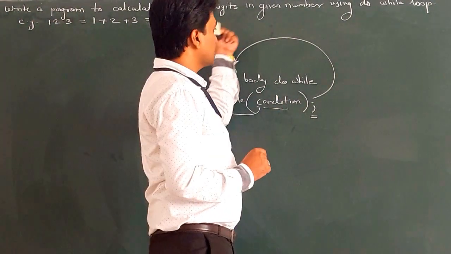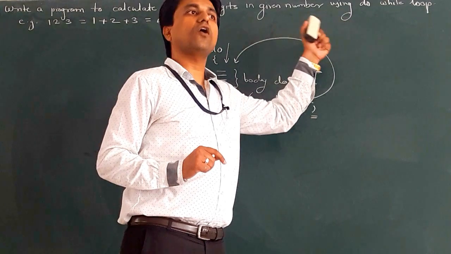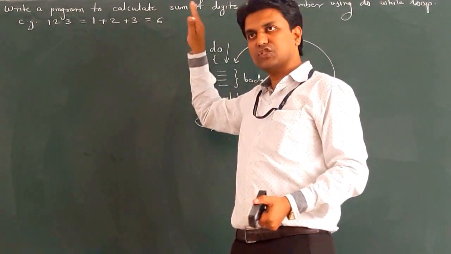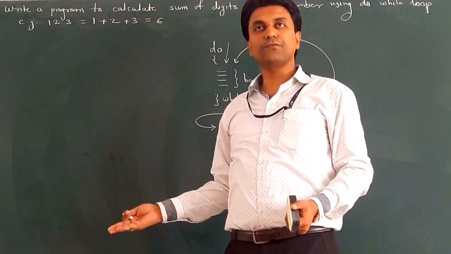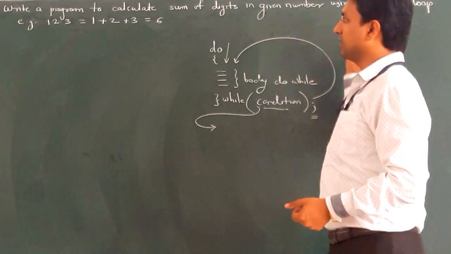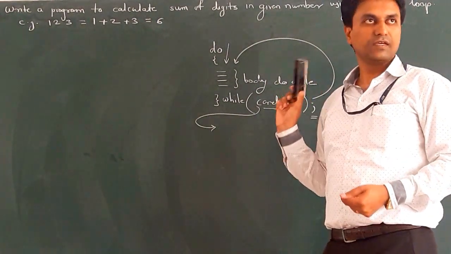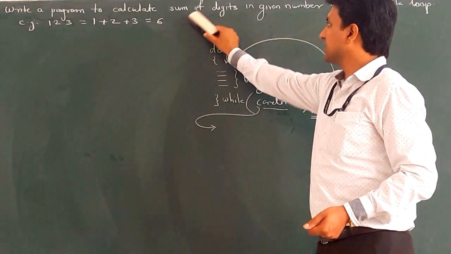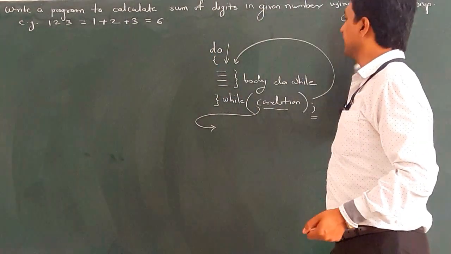The same questions we can solve with a do while loop, a while loop, or a for loop. Any type of problem statement we can solve with any type of loop. Clear? But now we will solve this problem statement using a do while loop. So what is the problem statement? Write a program to calculate the sum of digits in a given number.